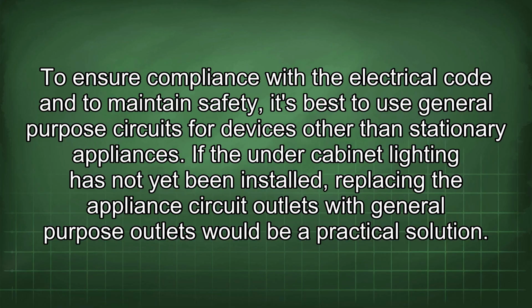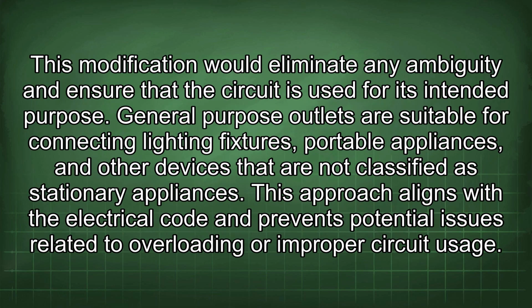If the under-cabinet lighting has not yet been installed, replacing the appliance circuit outlets with general-purpose outlets would be a practical solution. This modification would eliminate any ambiguity and ensure that the circuit is used for its intended purpose. General-purpose outlets are suitable for connecting lighting fixtures, portable appliances, and other devices that are not classified as stationary appliances. This approach aligns with the electrical code and prevents potential issues related to overloading or improper circuit usage.